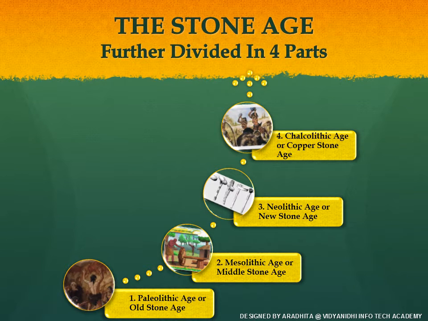The Stone Age is further divided into 4 parts. Number 1. Paleolithic Age or Old Stone Age. Number 2. Mesolithic Age or Middle Stone Age. Number 3. Neolithic Age or New Stone Age. Number 4. Chalcolithic Age or Copper Stone Age.